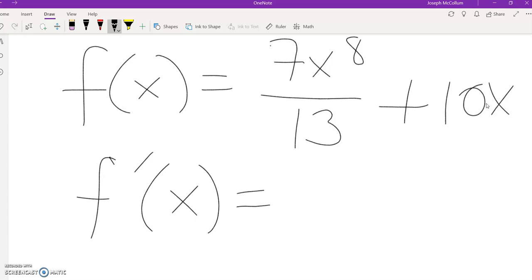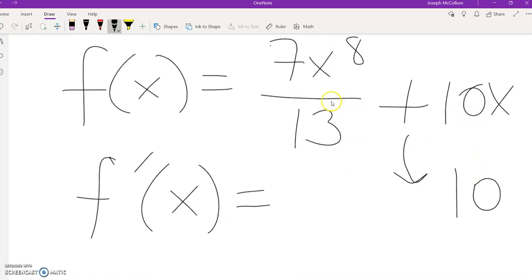Well, here's what I'm going to do. I'm once again going to split it into two problems. The derivative of 10x, no big deal. The derivative of 10 times the variable is always 10 because of the linear rule. That is 10x, this is a line with slope of 10, and that's why the derivative is 10. Remember, the derivative is the slope.